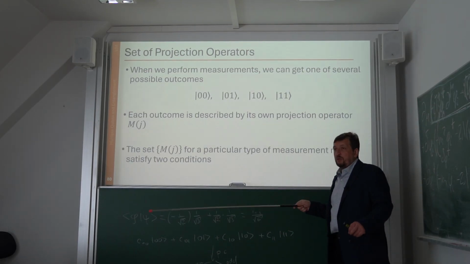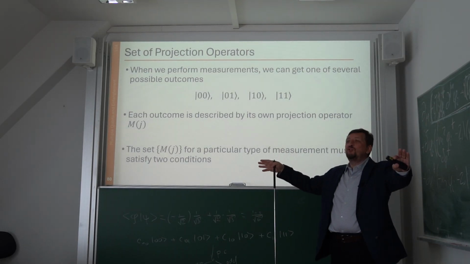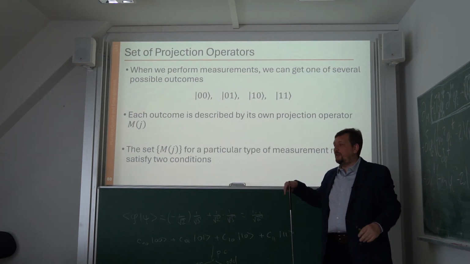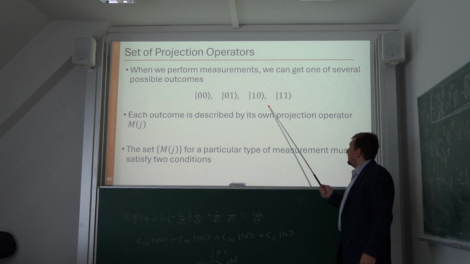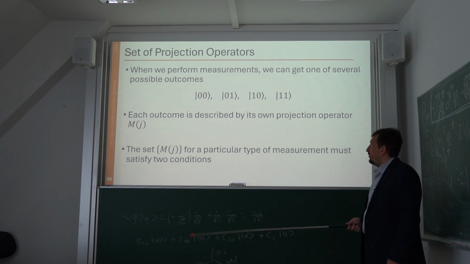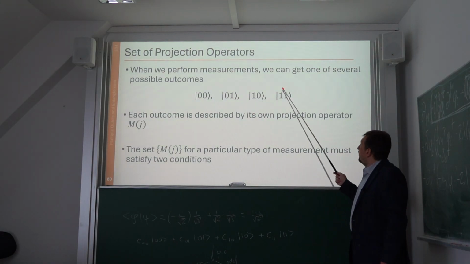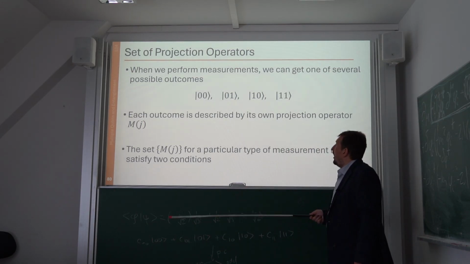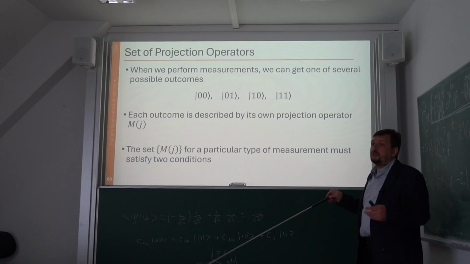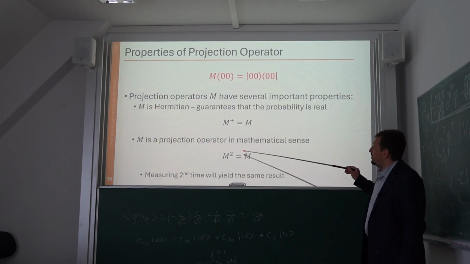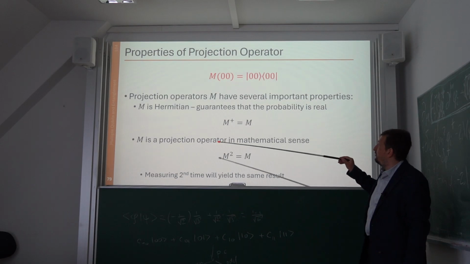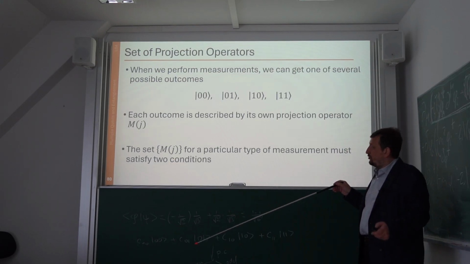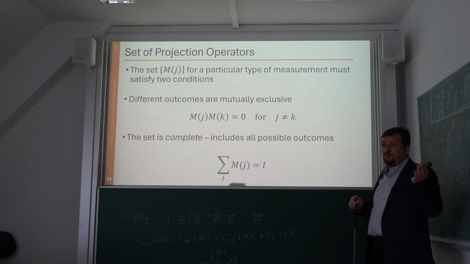So when we perform measurements, we get several possible outcomes, at least two, because if there is only one possible outcome, it's not a measurement at all. There are at least two, but there can be more. For example, in complete measurements of 2 qubits, we have 4 possible outcomes. Each outcome of this measurement is described by its own projection operator. And this set of operators also satisfies some collective properties. The projector and Hermitian conditions are for each operator, but this set also satisfies two conditions which are, again, physically clear.